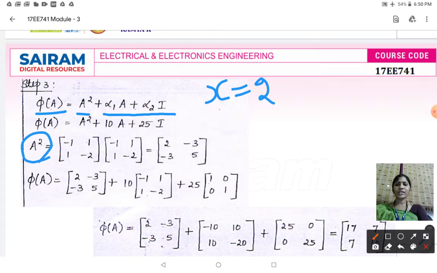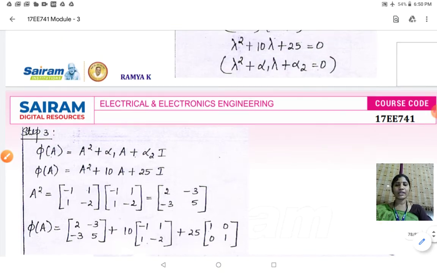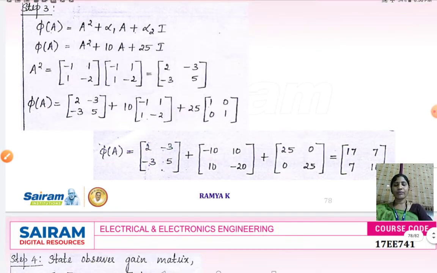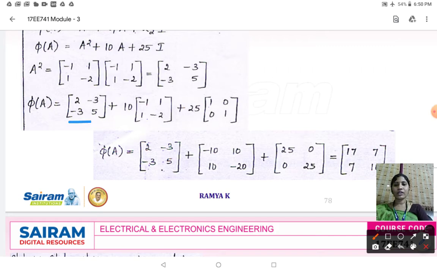Then A square is equal to A into A. Phi of A, we can directly substitute A square alpha 1. The value of alpha 1 is taken from your desired characteristics equation. So from the desired characteristics equation, the value of alpha 1 is 10 and the value of alpha 2 is going to be 25. Substitute alpha 1 and alpha 2 along with the matrix. After doing multiplication and adding this complete matrix, we are getting phi of A is equal to 17, 7, 7, 10.